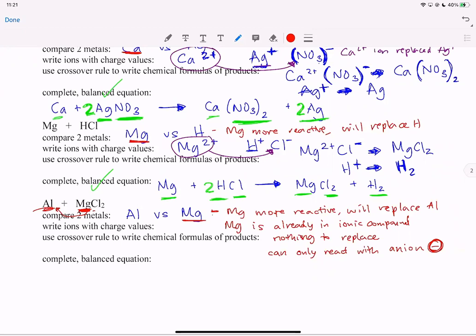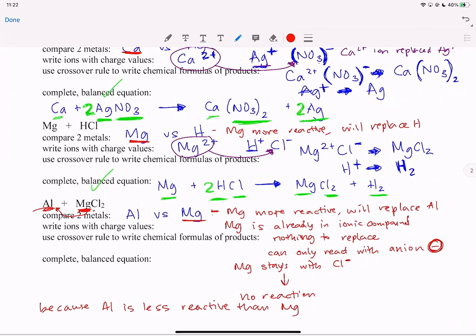Okay, so what does magnesium do if it's already in the ionic compound? It already has an anion and it can't find another ion to react with. It'll stay with the original ion. So magnesium stays with the chlorine ion. And so this is an example of no reaction. And this is for two reasons. It's because aluminum is less reactive than the magnesium. And also, you could say it differently, magnesium is more reactive than aluminum.